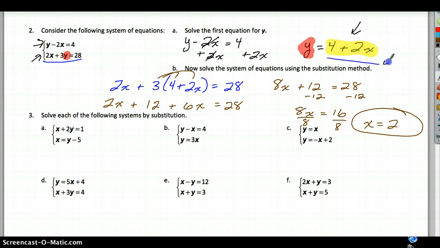We've got 4 plus 2x, and it's really going to be 4 plus 2 times 2, which is 4 plus 4, which is 8. So y equals 8. We've got x equals 2, y equals 8 for this problem. So I'm going to write my solution as an ordered pair, (2, 8).